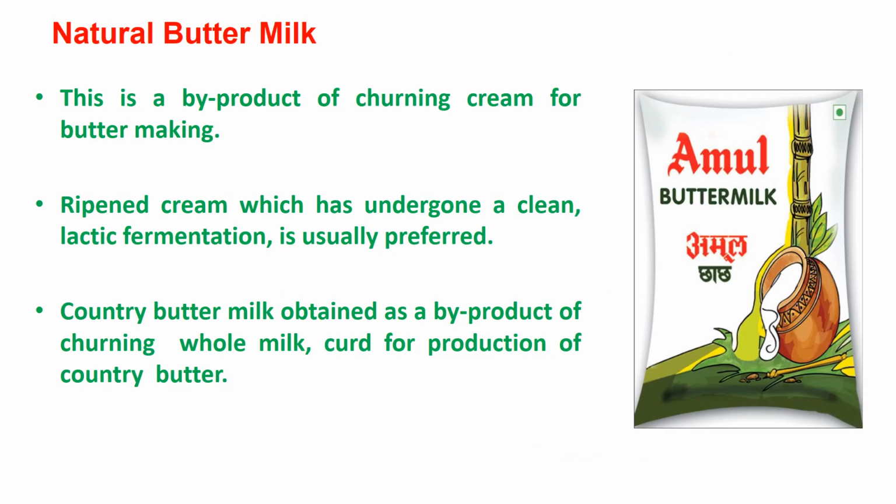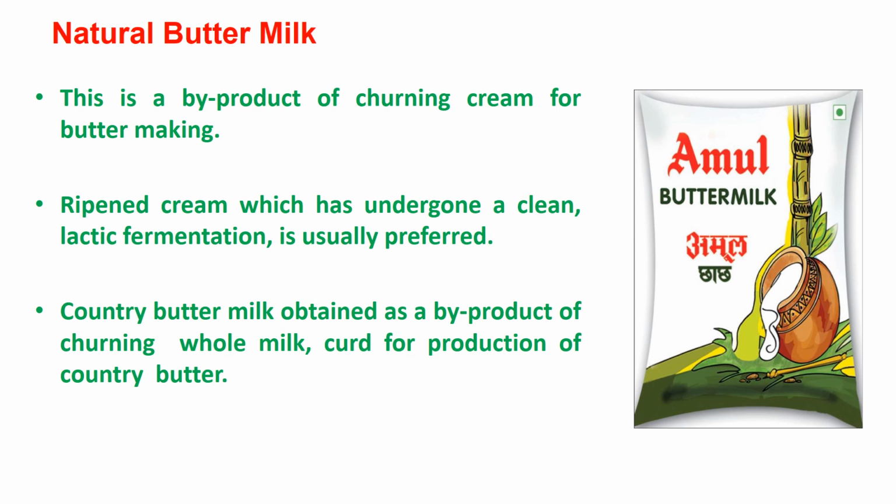Now we will talk about natural buttermilk. This is a byproduct of churning cream for butter making. Ripened cream which has undergone a clean lactic fermentation is usually preferred. Earlier we discussed the preparation of butter, which is normally prepared from cream. Now if we allow this cream to ferment and keep a separate period of ripening, then it is very good for making better quality buttermilk. So this is coming from the normal preparation of butter.